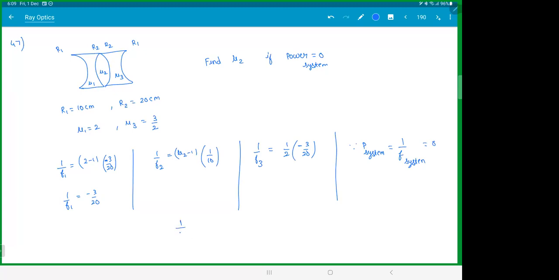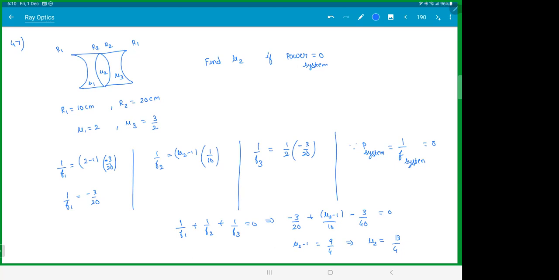So 1 by f1 plus 1 by f2 plus 1 by f3 is 0. Minus 3 by 20 plus mu2 minus 1 by 10 minus 3 by 40 is 0. mu2 minus 1, 9 by 4, mu2 would be 13 by 4. Check, did I goof up? 399 by 40, 10 gets cancelled, then 13 by 4 looks right.